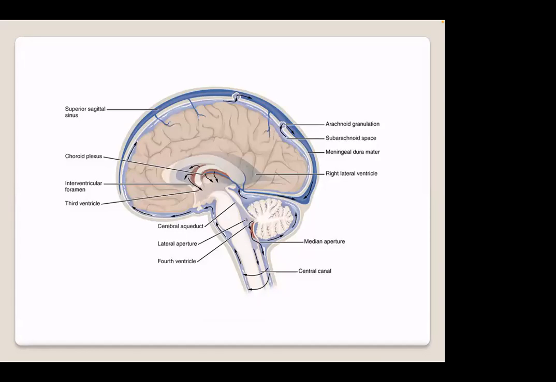As you see now in this diagram, we have the two lateral ventricles and the third ventricle, with the cerebral aqueduct transmitting to the fourth ventricle, and through a central canal it is connected to the subarachnoid space surrounding the brain.